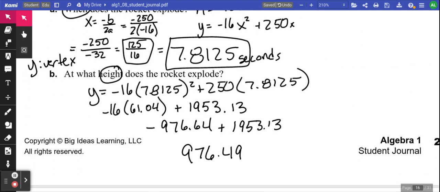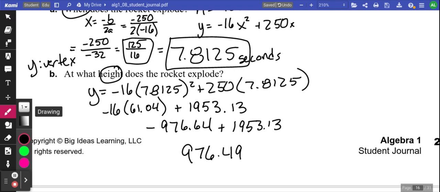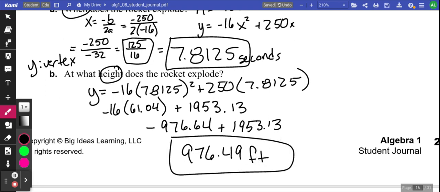It's talking about feet, so I'm going to say 976 feet. If the textbook doesn't tell you where to round and you end up with decimals again, I would probably round to 2 decimal places. Usually that gives you the best numbers.